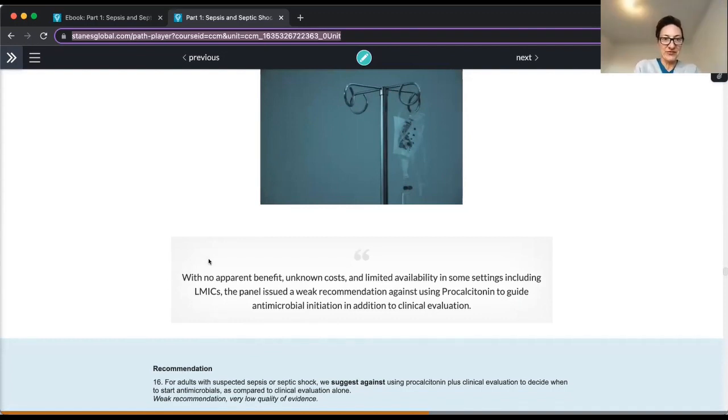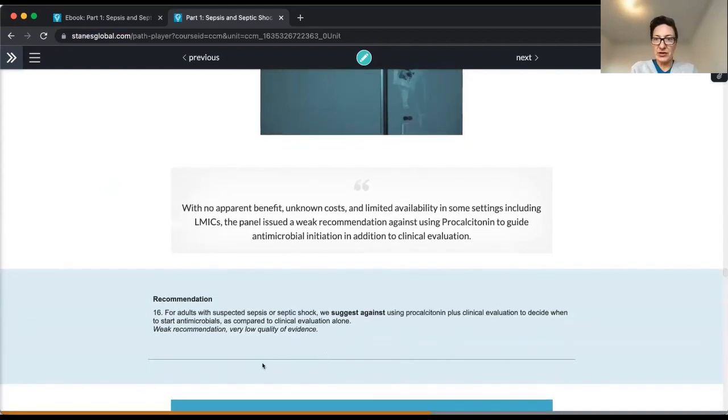With no apparent benefit, unknown costs, and limited availability in some settings, including LMICs, the panel issued a weak recommendation against using procalcitonin to guide antimicrobial initiation in addition to clinical evaluation. So basically, the benefit of giving antibiotics early supersedes procalcitonin, and it's not really readily available, and so you don't want to wait. It's better to start early and then de-escalate early if antibiotics become unnecessary.